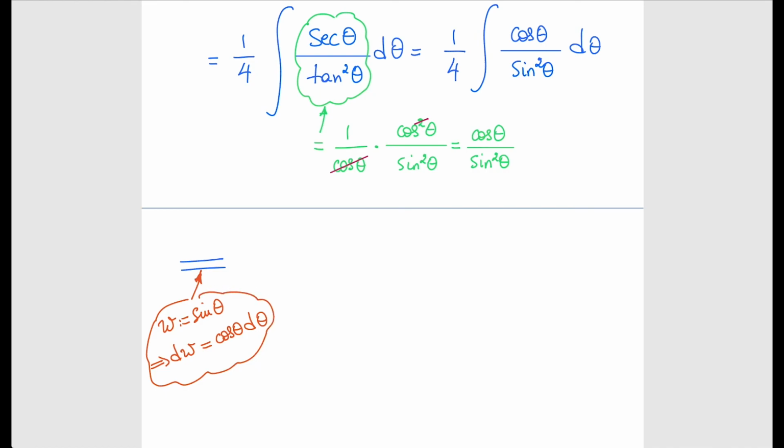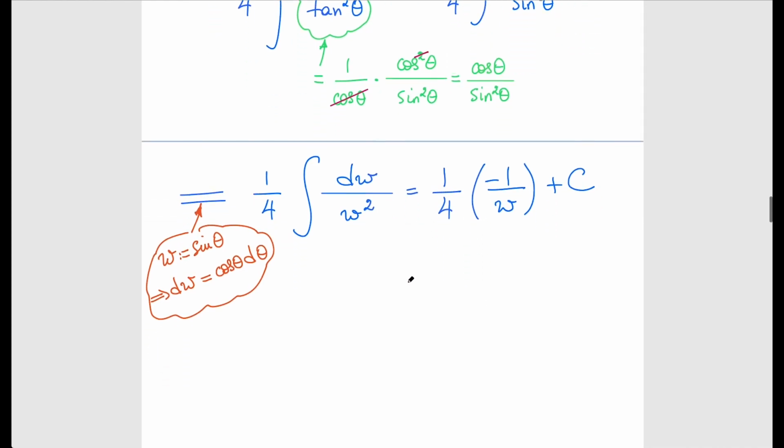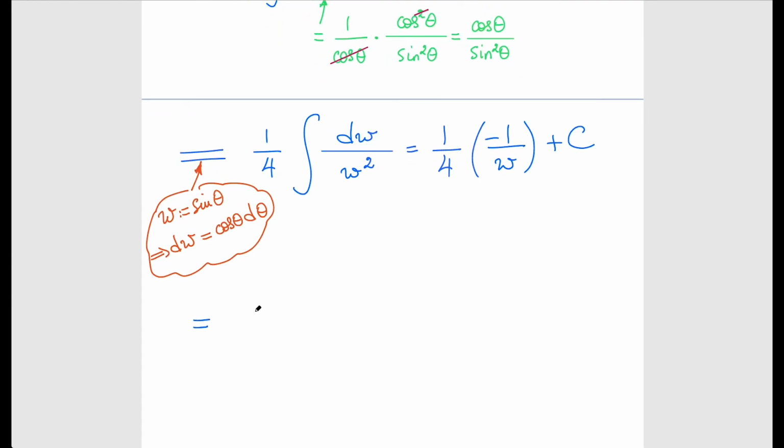That's my substitution. And that blue integral becomes 1/4 primitive of cosine theta d theta, which is dw, divided by w squared, right? We can take the w squared upstairs, it becomes w to the power -2. You integrate the usual stuff, so you get minus 1 over w plus a constant of integration, correct? And taking back what w is, simply sine theta, so 1 over w is going to become cosecant theta, right, plus a constant of integration.